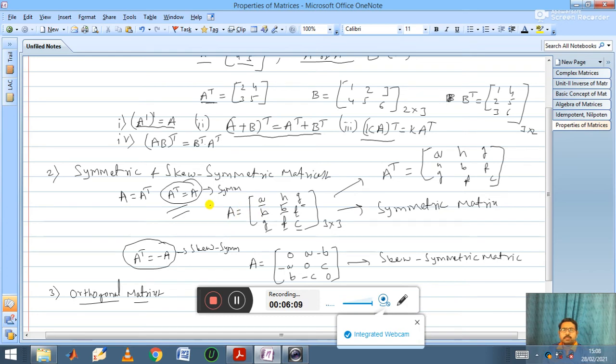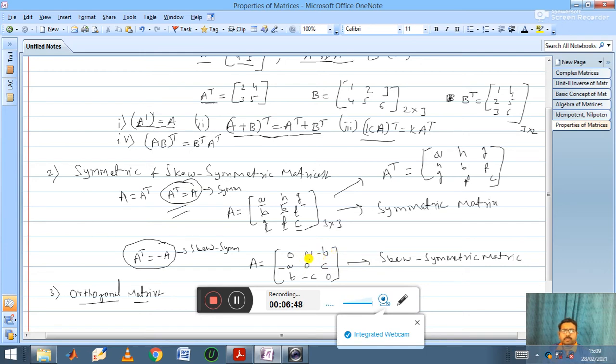Then you go to the second, skew symmetric matrix. A skew symmetric matrix is represented by A transpose is equal to minus A. So both are almost equal, but here you get a negative sign in the case of a skew symmetric matrix. A transpose is equal to minus A. Here you take this matrix A equals 0, a, minus b; minus a, 0, c; b, minus c, 0. This is an example of a skew symmetric matrix.